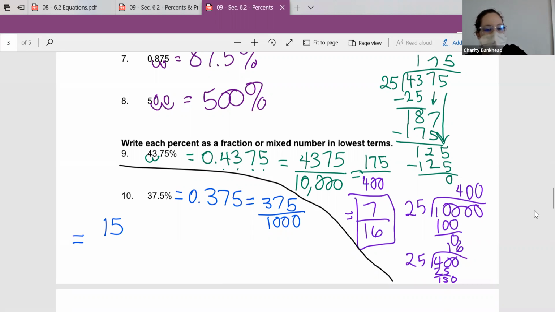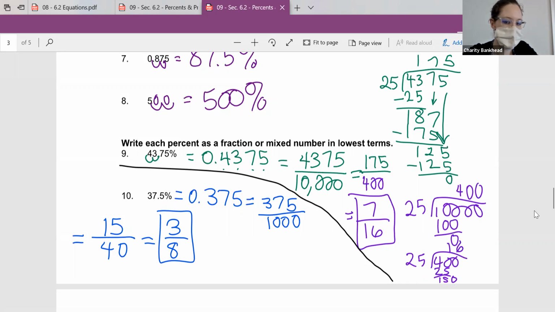So then 25 goes into 1,000. Basically that's like $10. How many quarters would it take to be $10? That would be 40, right? Because 4 for each dollar, so 40. All right, so I can still reduce that again by 5, because 5 goes into 15 3 times, and 5 goes into 40 8 times. So there we go. 3/8 then.